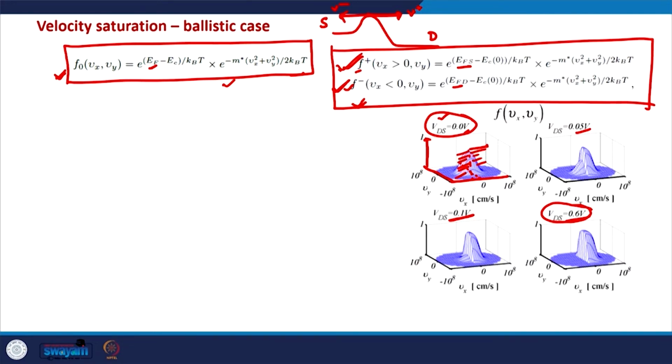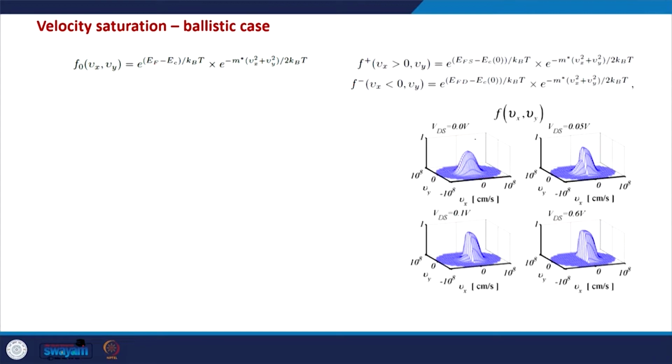So these are the velocities coming from the source side and these are the velocities of the electrons coming from the drain side. And since VDS equal to 0 volts amounts to the equilibrium state, F plus, which is the positive half of this distribution, and F minus, which is the negative half, are both equal to each other.